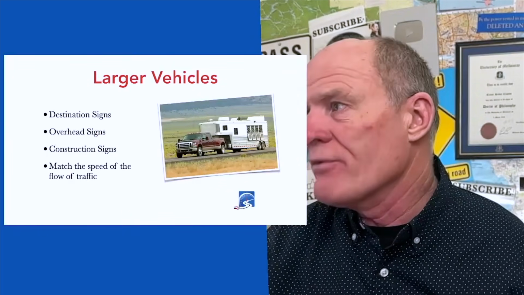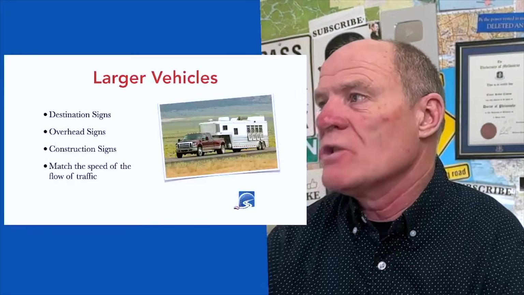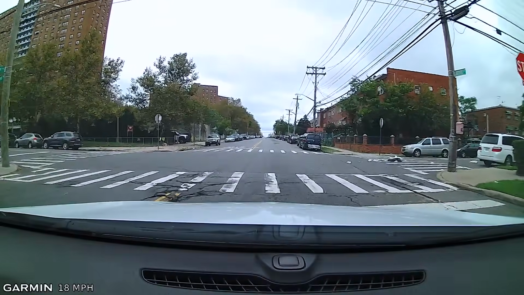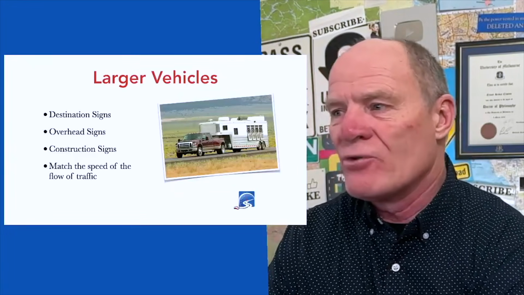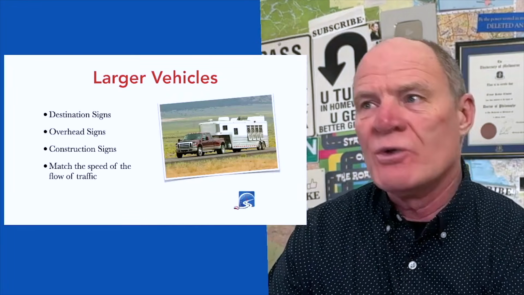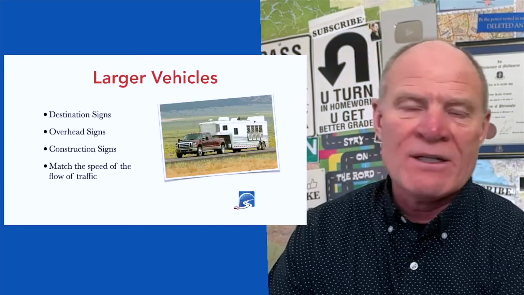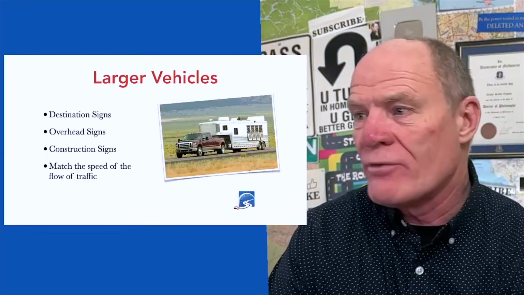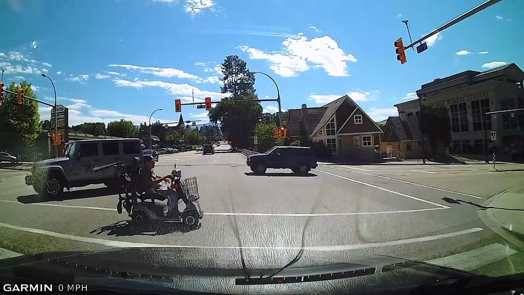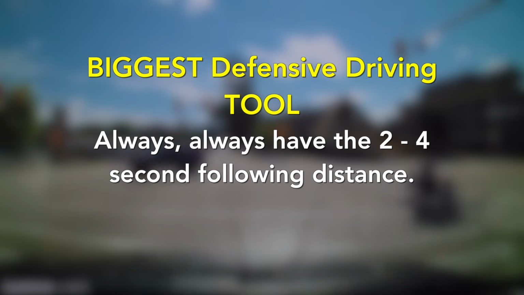Larger vehicles, as I've pointed out, destination signs, overhead signs, construction signs, and match the flow of traffic. For those of you who have your driver's license, I encourage you to drive with the flow of traffic as opposed to driving the posted speed limit. And sometimes the flow of traffic is going to be less than the posted speed limit because of congestion, road works, those types of things.